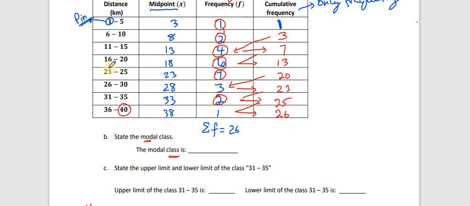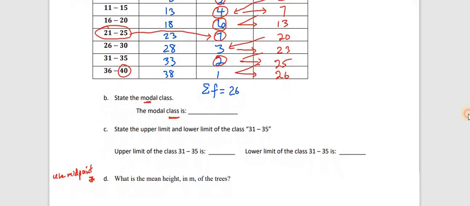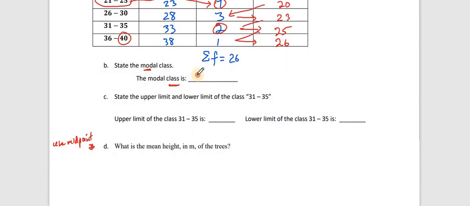25. This one, right? That's the one that has the most persons in it. There are 7 persons in it. So that's the class. Which class is that? 21 to 25. Why? Because it has the most persons. See about most, you think about mode.